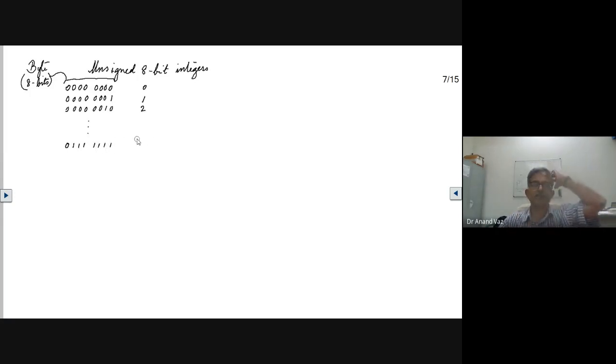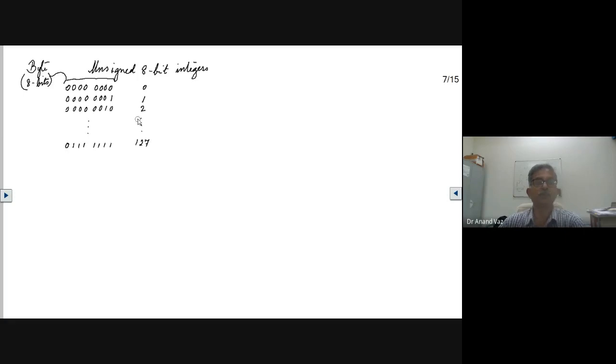What is this number? If you work out the weightages and determine, you'll find this is 127. 127, and this is in the decimal domain. Okay, so we proceed like this, go on representing. So this is the binary representation of 127.